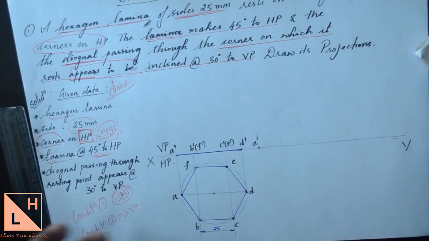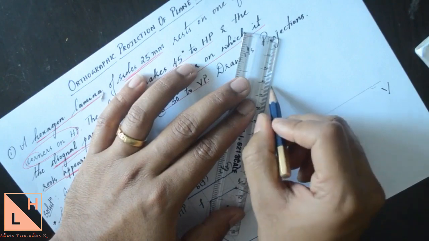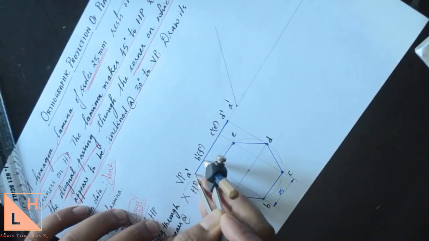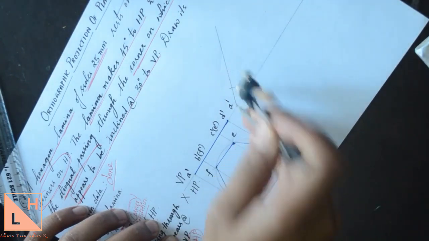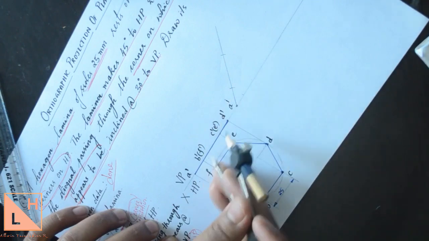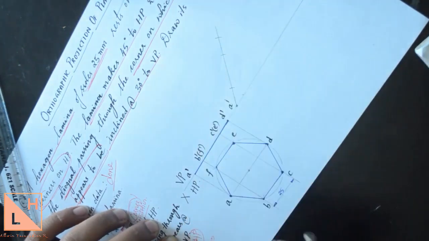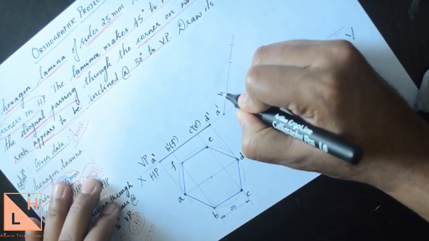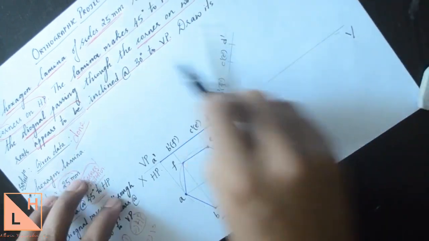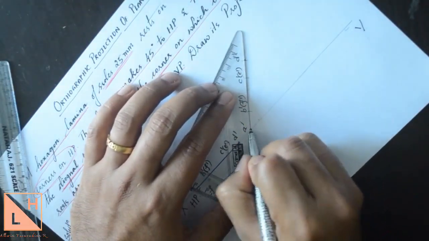Right now in the first position it is at 0 degrees. In the next position you just need to draw a 45-degree line. Project all the points by measuring an arc from A dash to B dash. Similarly B to C dash and D dash. You will get the front view at 45 degrees inclination. Darken this front view at 45 degrees.